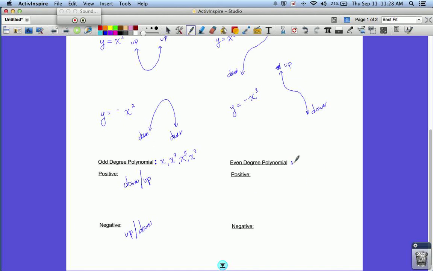If I have an even degree polynomial, like an x squared, or an x to the 4th, or an x to the 6th, it's going to behave just like x squared does. If it's positive, it's going to be up, up. If it's negative, it's going to be down, down. Okay, those are end behaviors. A couple things you need to know before we can start graphing. Let's begin graphing now.